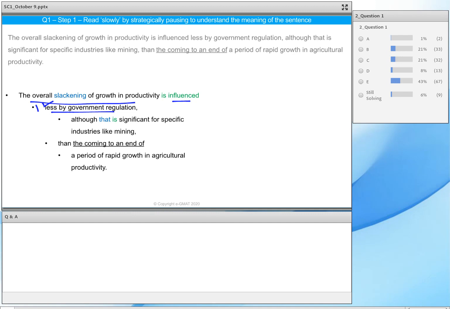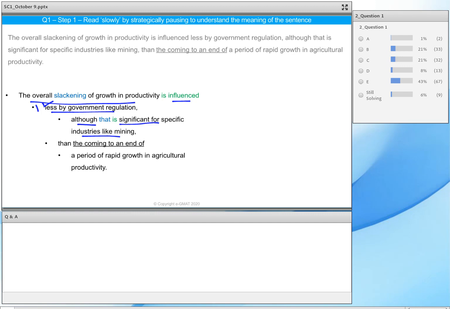And then the sentence adds a little more information about these government regulations with a contrast word, because I read although over here, although that is significant for specific industries like mining.